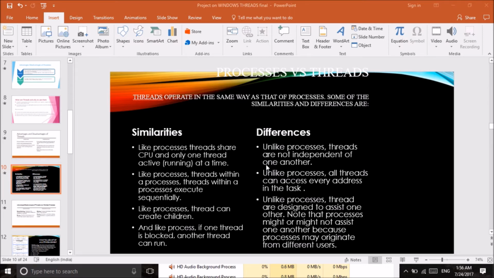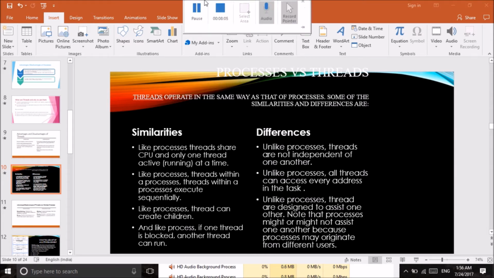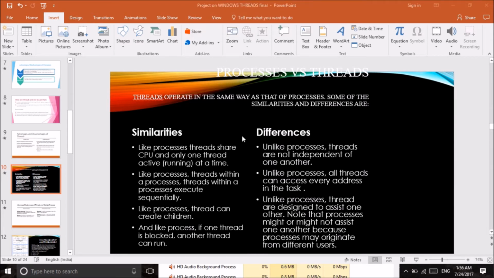Like processes, threads can create children, and like processes, if one thread is blocked, another thread can run. Differences: unlike processes, threads are not independent of one another. Unlike processes, all threads can access every address in the task.